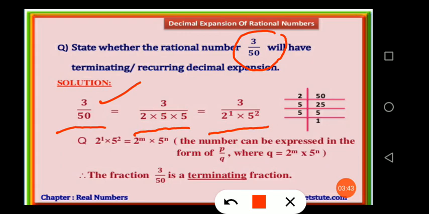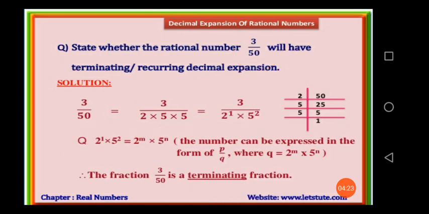Now the denominator can be written in terms of 2^m into 5^n. Hence we can say that it is terminating. Understood? If the denominator can be written in the form of 2^m into 5^n, then only it is terminating. If it consists of any other number except 2 and 5, then it is a non-terminating recurring decimal expansion in case of rational numbers.